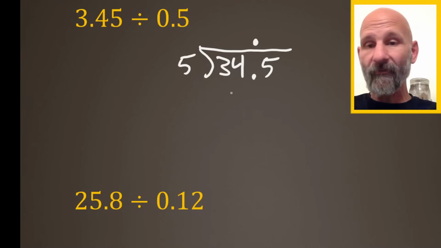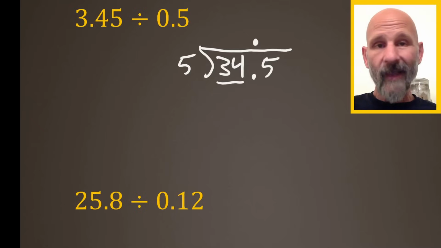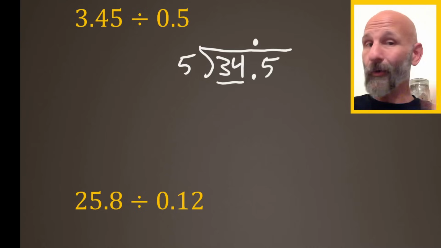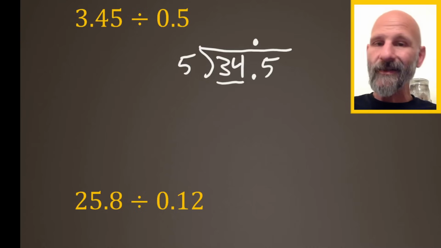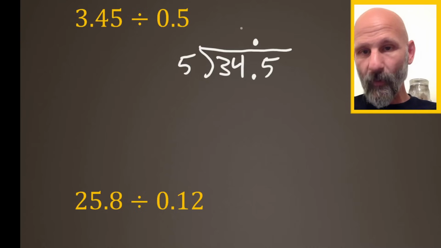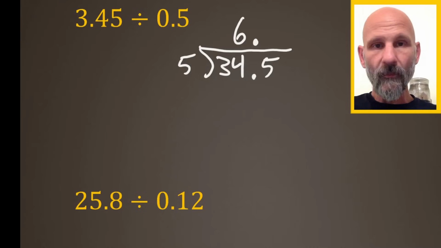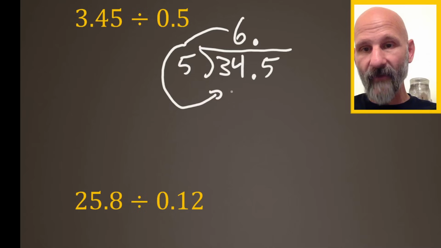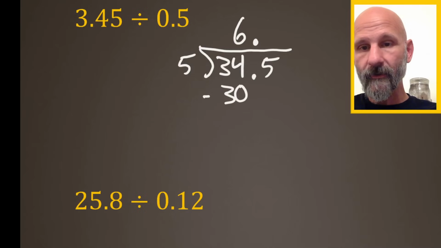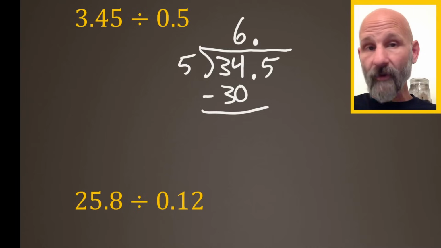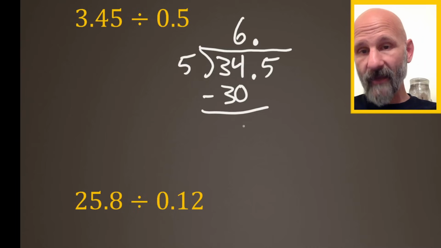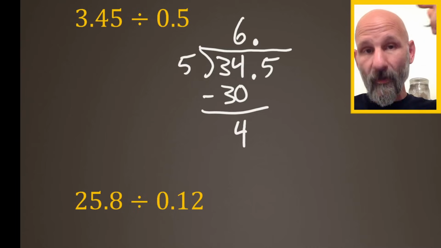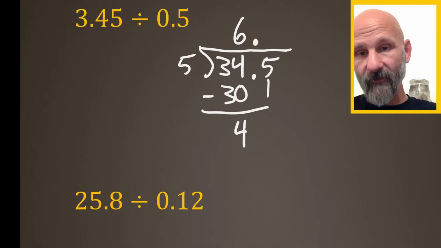Next we look at 5 into 34. How many times does 5 go into 34 without going over? It goes in 6 times, so we put a 6 up here. Now we do 5 times 6, and that's going to make 30, and that goes there. And now we subtract. 34 minus 30 is 4. And then we bring the 5 down.